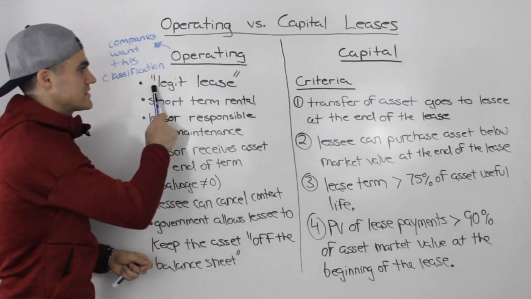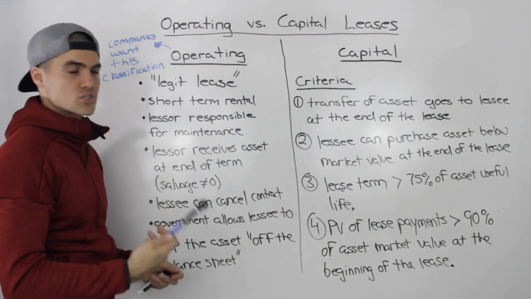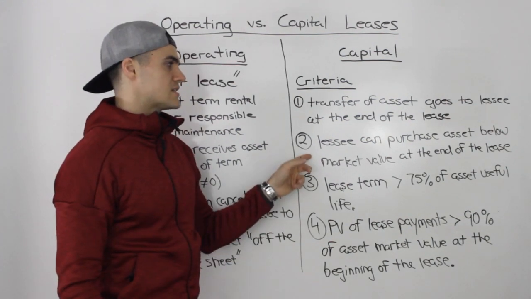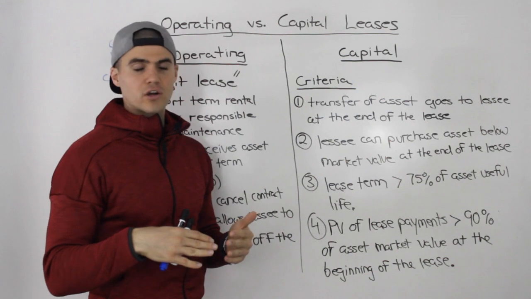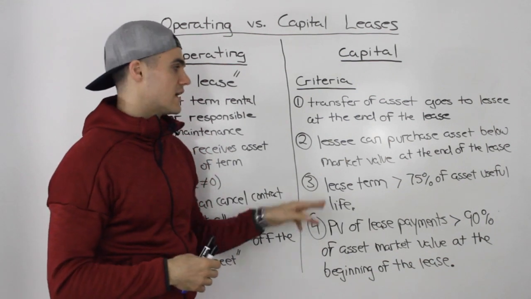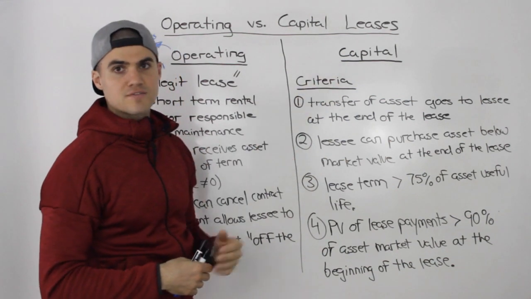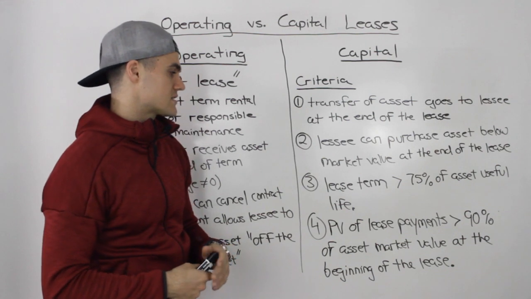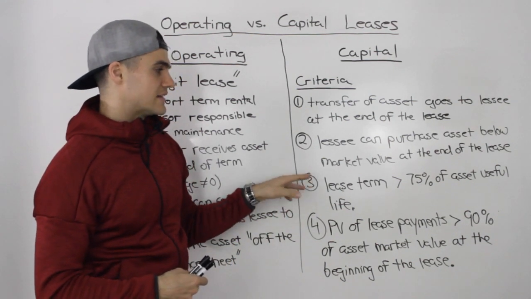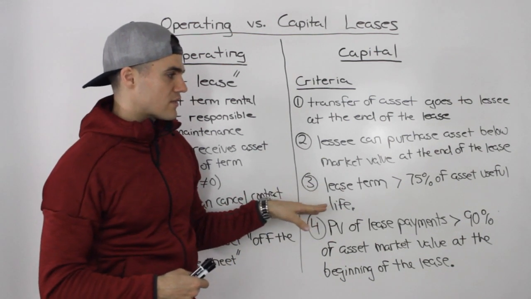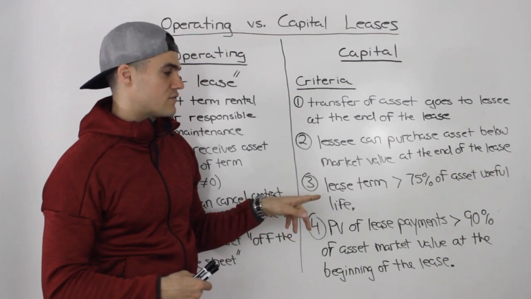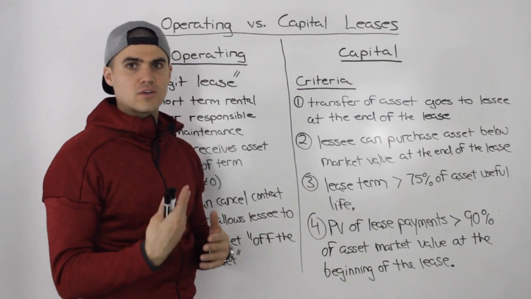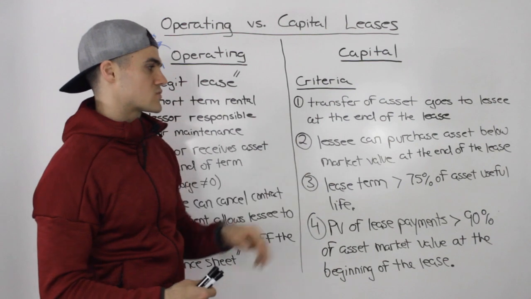They're not actually renting it for a short term. Second criteria, the lessee can purchase the asset below the market value at the end of the lease. If that happens, you have to classify it as a capital or financing lease. Number 3, if the lease term is greater than 75% of the asset useful life, then you have to classify it as a capital lease as well.